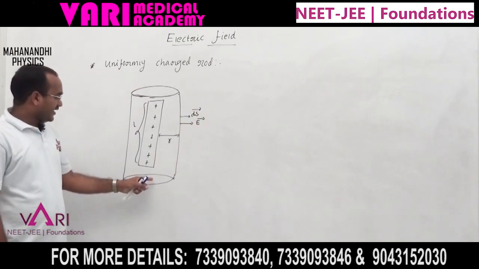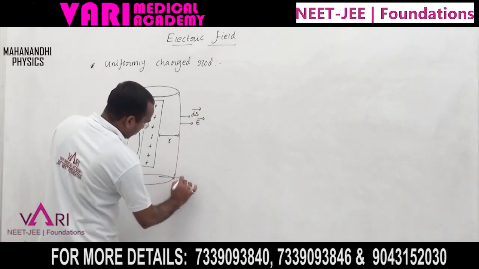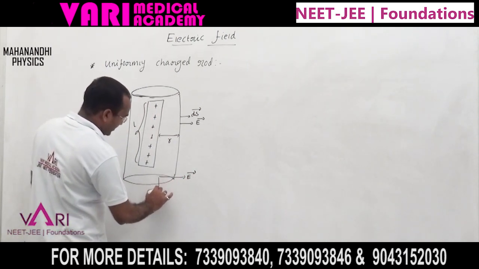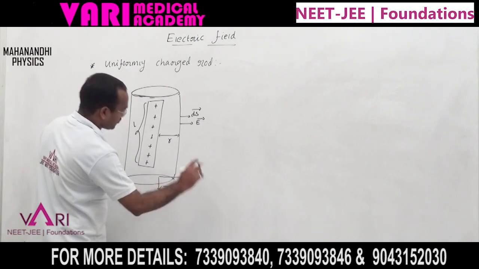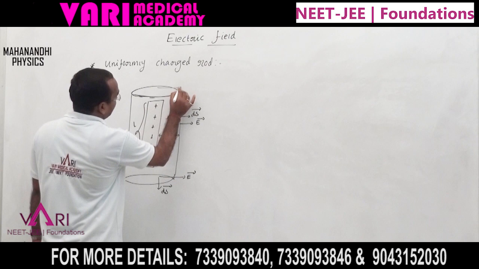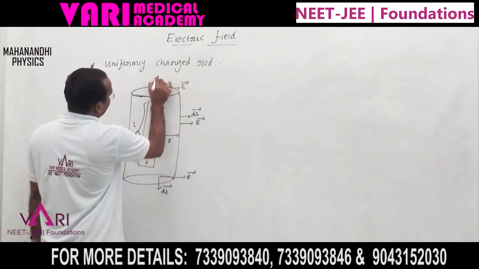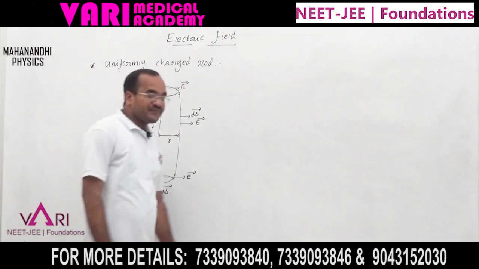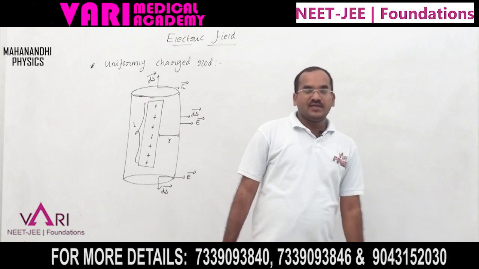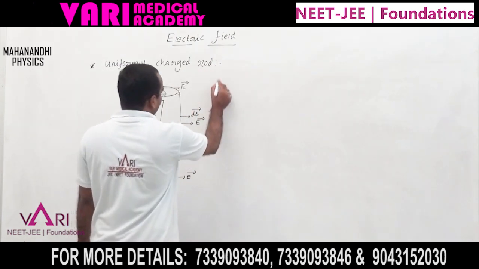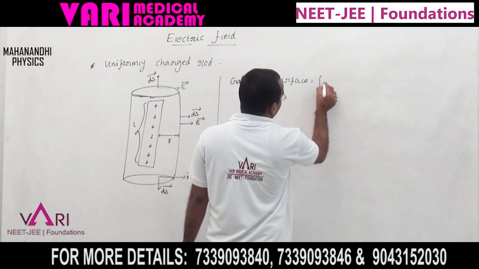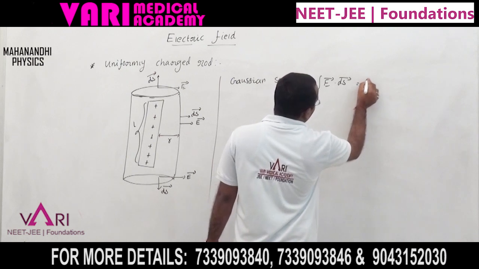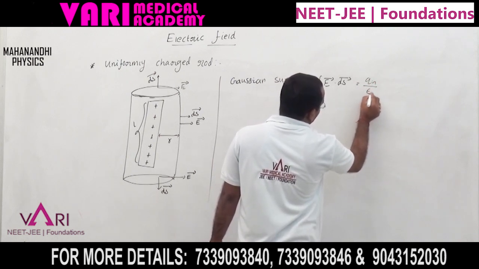Through the top and bottom faces, the electric field lines pass horizontally, but the area vector ds bar is downward on the bottom and upward on the top, perpendicular to the field. For the Gaussian surface, the flux of E bar dot ds bar equals the integral of E bar dot ds bar, which is equal to q enclosed by epsilon naught.